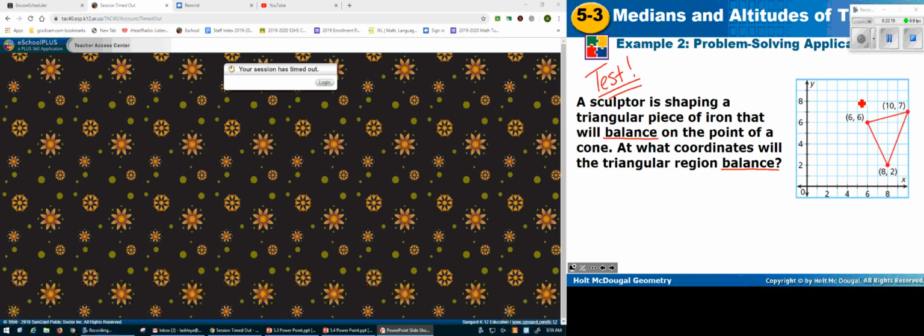So that means I want to go from the vertex to the opposite side's midpoint. Notice that none of these sides are vertical or horizontal, so it's not going to be a quick little shortcut. We're going to have to use our midpoint formula. All right, I'm going to go from 6, 6 over to this side here and draw in my first median. So let's find the midpoint of this blue side.